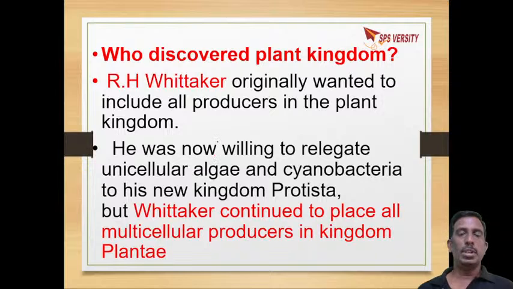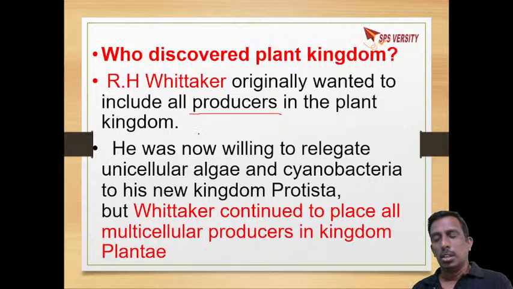So who discovered plant kingdom? Actually, Whittaker is the person who wanted to include all producers in the plant kingdom. Later on, the unicellular organisms and cyanobacteria were separated. Cyanobacteria are included under Monera. And a few algae, the unicellular algae, are kept under Protista. So Whittaker has made a lot of contribution to plant kingdom.